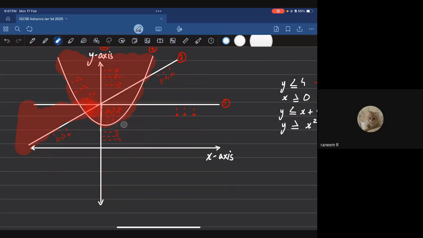Now, if I wipe all of this off, that means that my graph is not going to be shaded this way. The region defined by my graph is like this. And you're just going to have to shade it. Clear, guys?